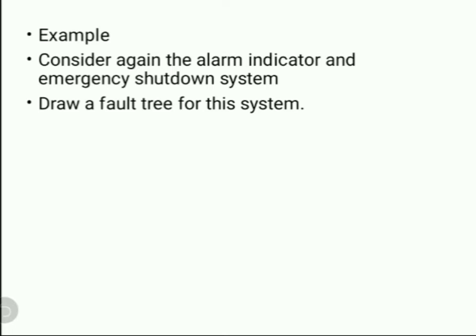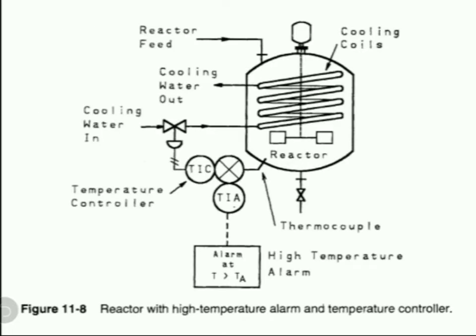Now we see one example of a fault tree. This is a reactor with a high temperature alarm and a temperature controller. In this example, a reaction is taking place in the reactor, and the reaction is exothermic. For maintaining the reaction temperature, a cooling system has been installed with a coil, where the coolant is continuously fed to the coil and continuously taken out from the coil.